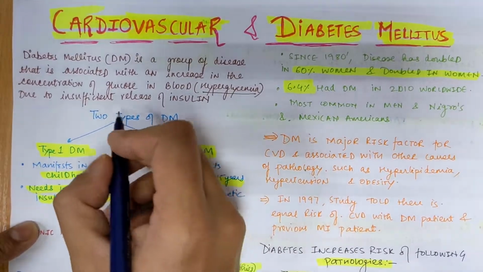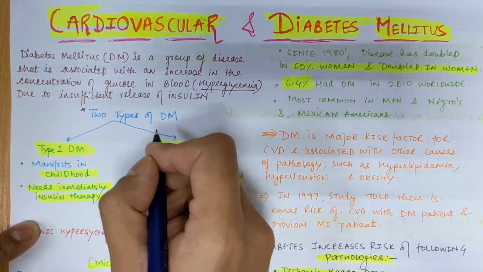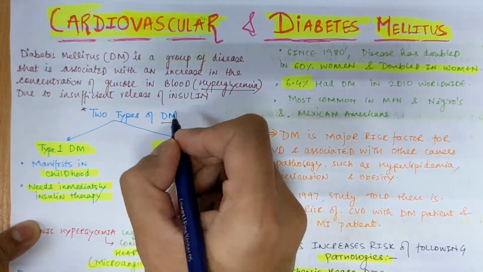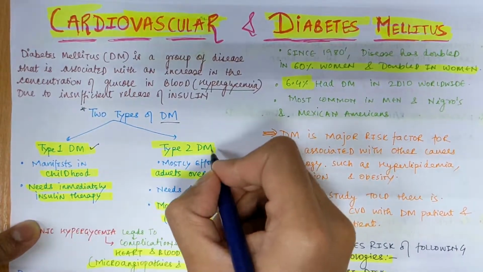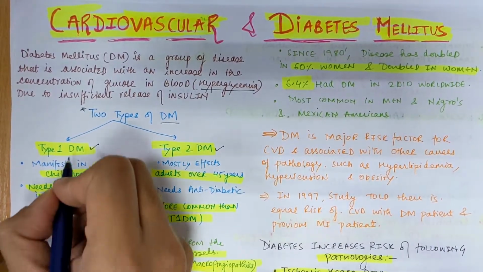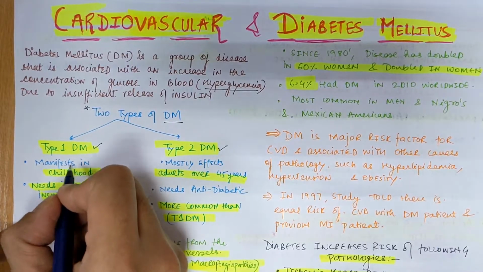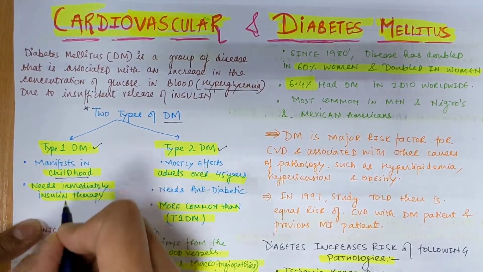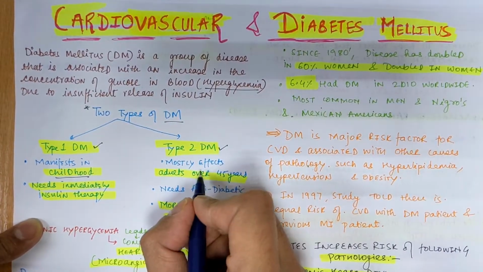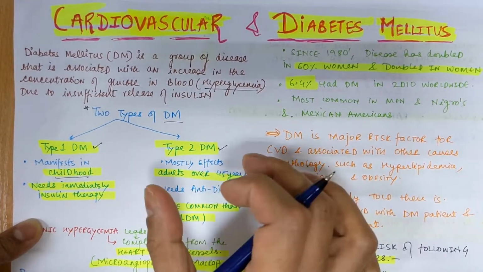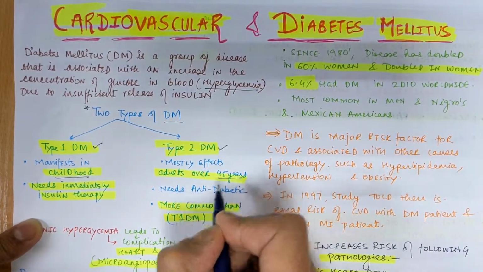Okay, so after that we have the classification of diabetes, and we have two types of diabetes mellitus: type 1 diabetes and type 2 diabetes mellitus. So we have some differences here. Type 1 is manifested in childhood, and type 2 is manifested basically in adults who are above the age of 45 years.